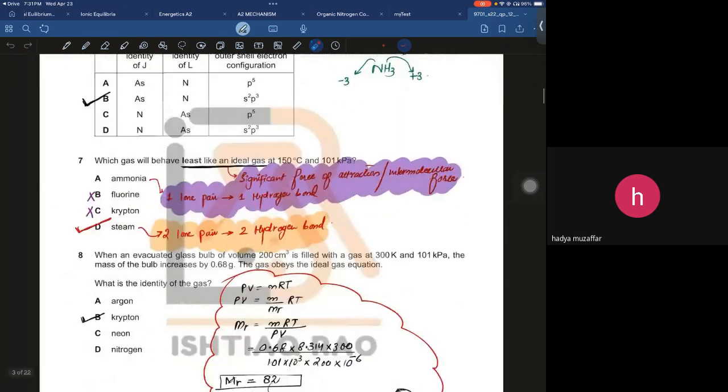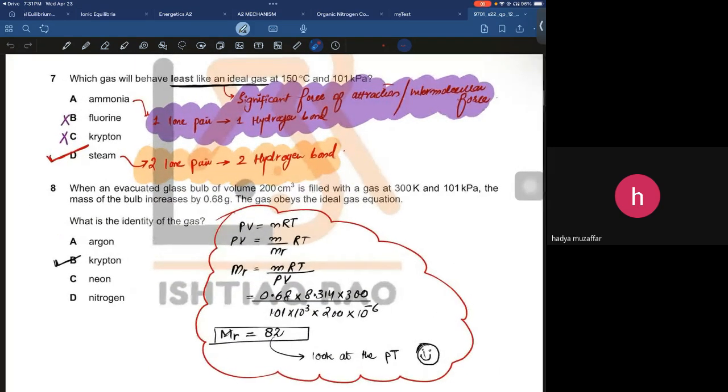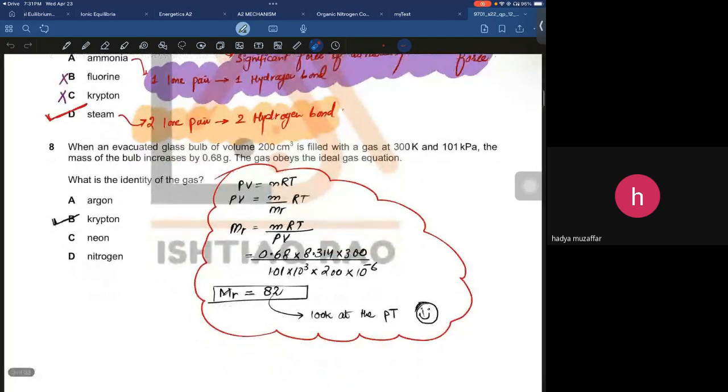When an evacuated glass bulb of volume 200 cm³ is filled with a gas at 300 Kelvin and 101 kilopascal, that is the pressure, the mass of the bulb increases by 0.68 grams. The gas obeys the ideal gas equation. What is the identity of the gas?